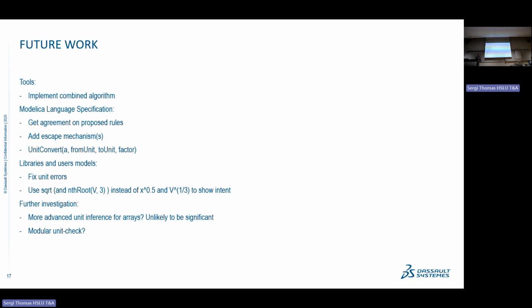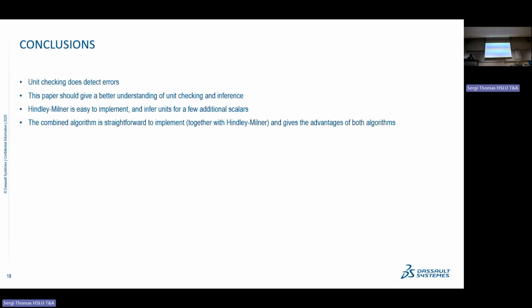And for the future, it might be possible to see if we can do more advanced unit inference for arrays. That's one possibility. And I don't think it will be significant, but it will be good. And also a possibility to do modular unit check. And now the conclusions. Oh, well, I'm ahead of time.